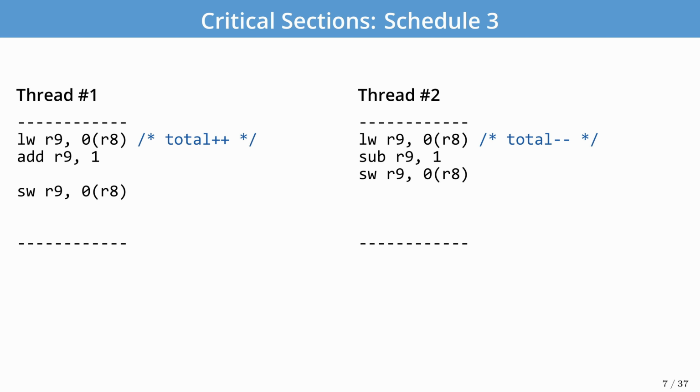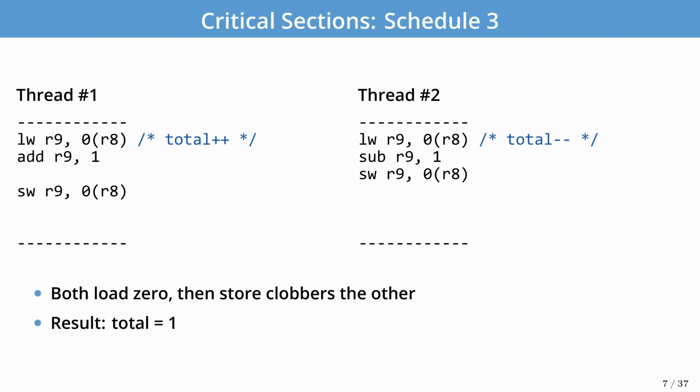Similarly, we could imagine all kinds of other schedules. Here's one more, where the opposite is happening. The store on thread 1 has overridden the store on thread 2. And we end up with a result of 1.